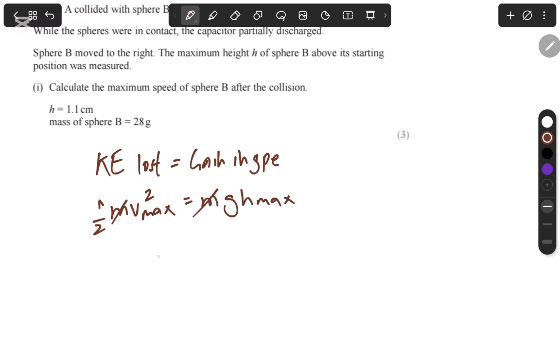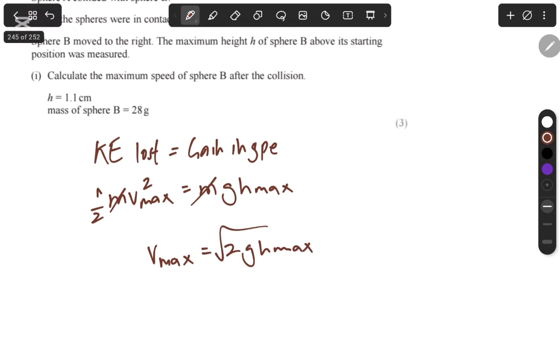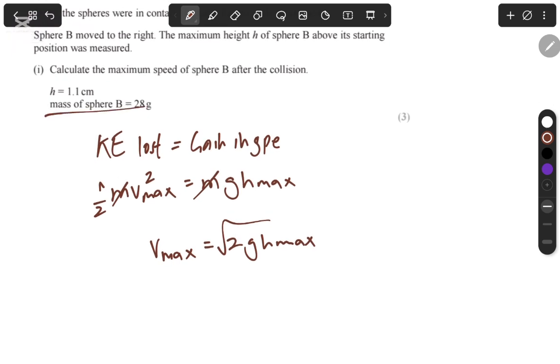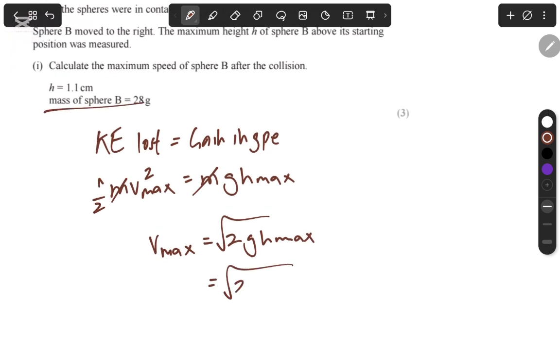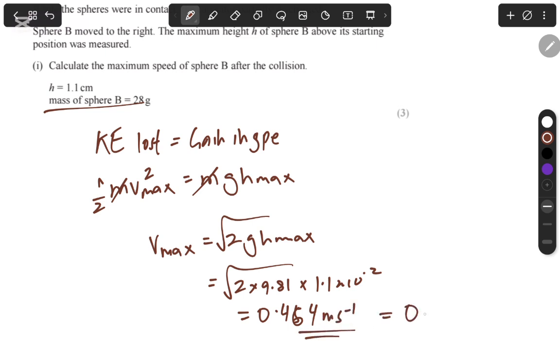The m cancels out. We get v max is equal to the square root of 2 g h max. Now we don't need the mass of the sphere even. What we can do is 2 times 9.81 times 1.1 times 10 to the raised power of minus 2, converting it from centimeters to meters. And that's going to get us 0.464 meters per second. Okay, you can write it as 0.46 meters per second.